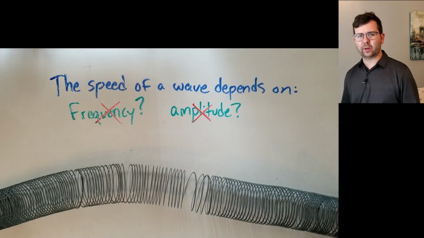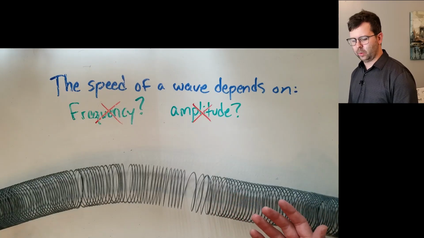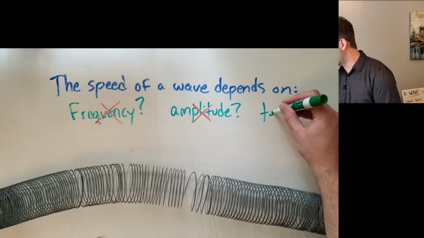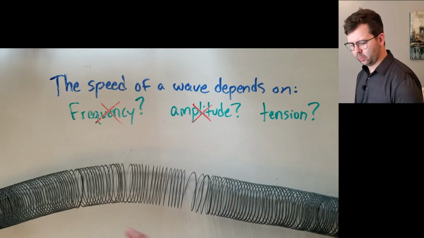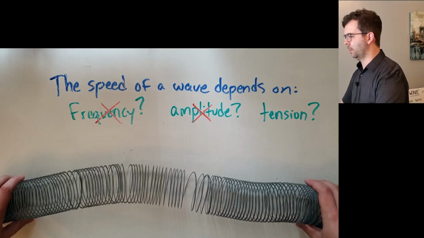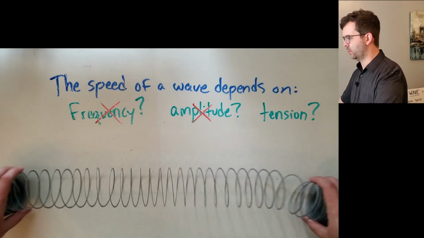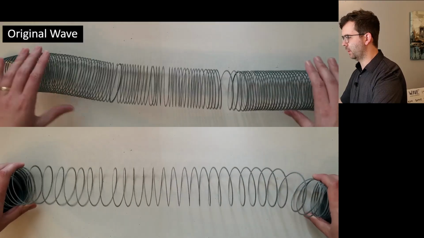So what else is there to change about this slinky that would make the wave go faster? Well, one more thing that we could change is the tension of the slinky. What if I tighten it up a little bit? So let's try it again, normal speed right here. Now what if I took this slinky and I just stretched it a little bit more? Does this affect the speed? Wow, that's much faster.